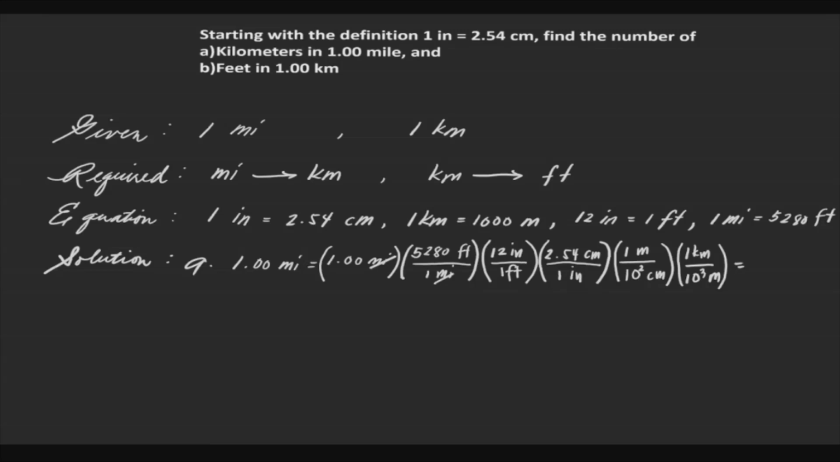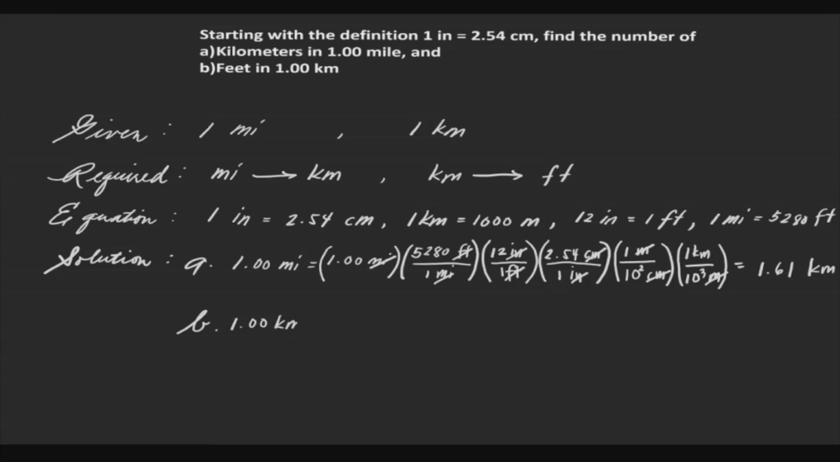Here we cancel out the unit for mile. Next, we are going to multiply 12 inches divided by 1 foot. We cancel out our unit for feet. Then we multiply to 2.54 centimeters divided by 1 inch. So we cancel out the unit for inch. Then we multiply to 1 meter divided by 10 to the power of 2 centimeters or 100 centimeters. Here we cancel out the unit centimeters. And lastly, we multiply it to 1 kilometer divided by 10 to the power of 3 meters or 1,000 meters. We cancel out the unit for meters and the answer is 1.61 kilometers.